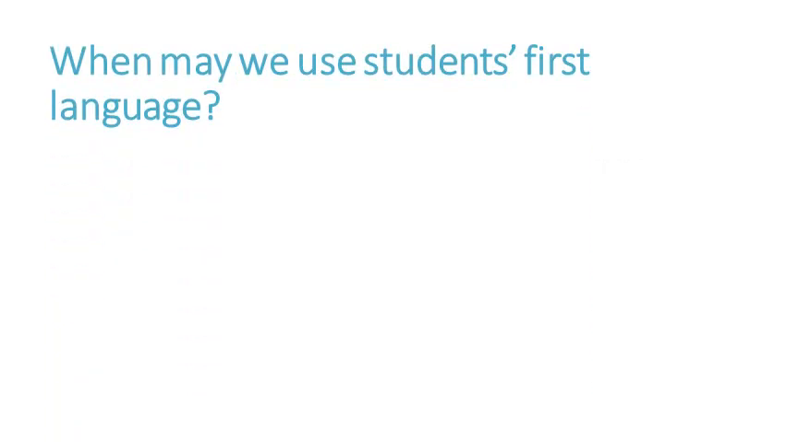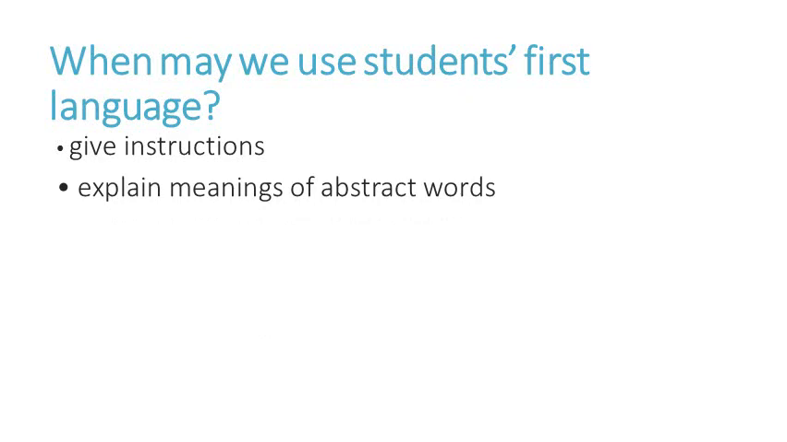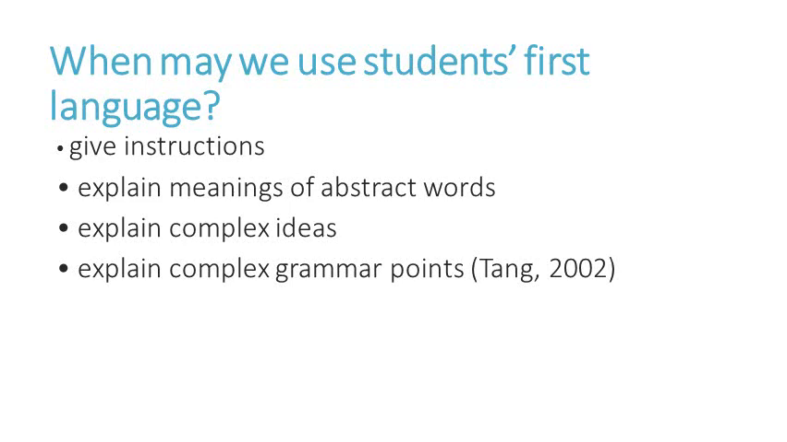When may you use students' first language? When you give instructions, explain meanings of abstract words, and explain complex ideas, or explain complex grammar points. Okay, so these are the four things where you resort to the first language of the students, and in our case it is Arabic. So you give instructions, explain meanings of abstract words, explain complex ideas, explain complex grammar points.